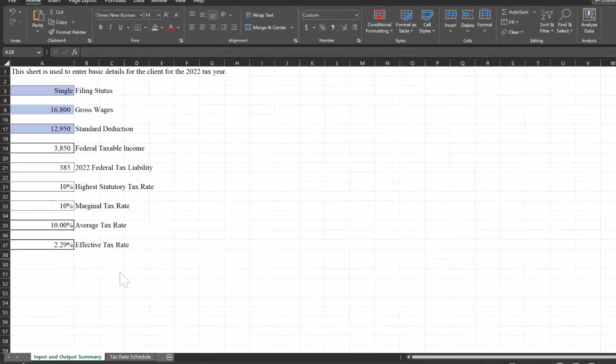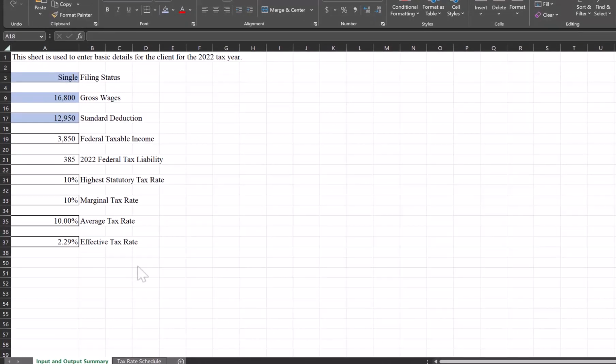We automated the process of computing the federal tax liability, identifying the highest statutory tax rate, the marginal tax rate, and computing the average and effective tax rates. We created an input-output summary tab that contained basic information about the taxpayer. We entered their filing status, their gross wages, and the standard deduction.